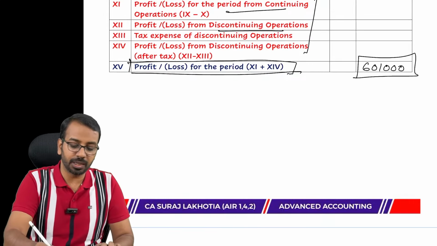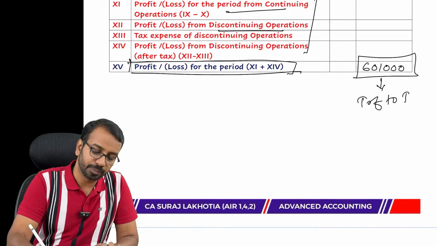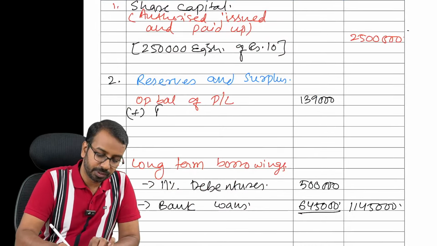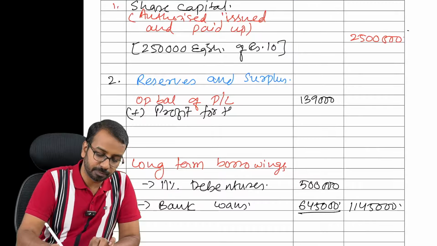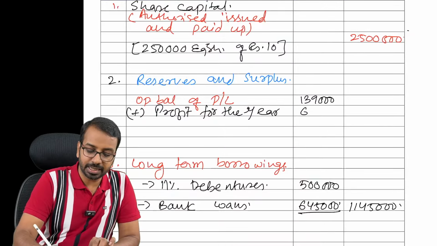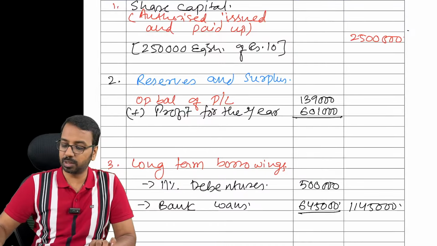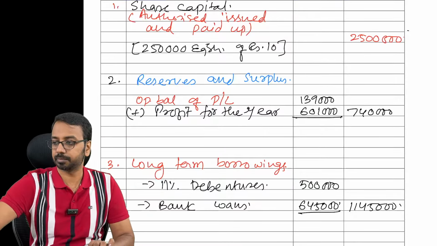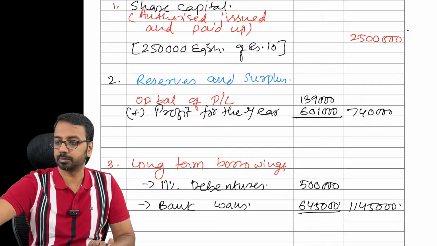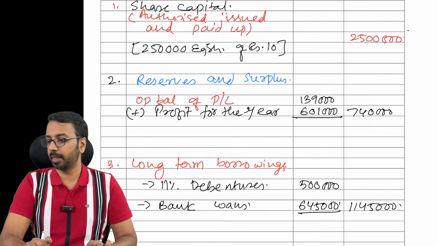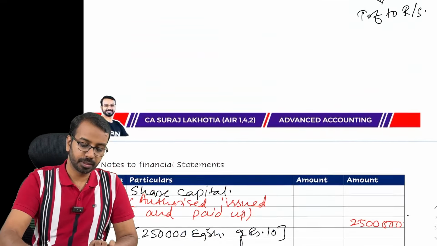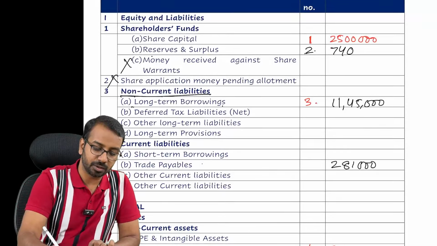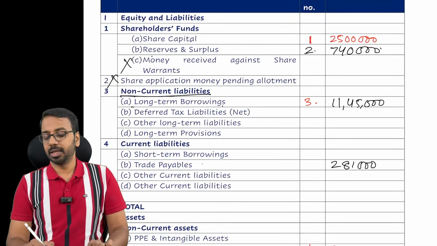Okay. Now this profit for the period we will transfer to reserves and surplus. So come to reserves and surplus. Add profit for the year. How much is that? 6,01,000. So 6,01,000 plus 1,39,000, we get 7,40,000. In the reserves and surplus section, here you will write note number 2, 7,40,000.